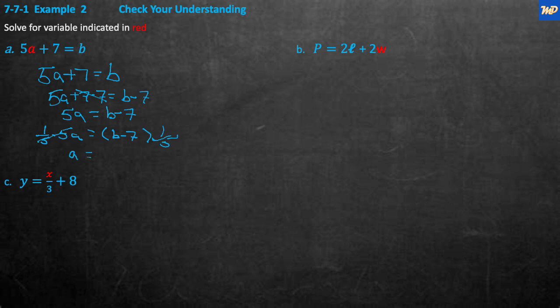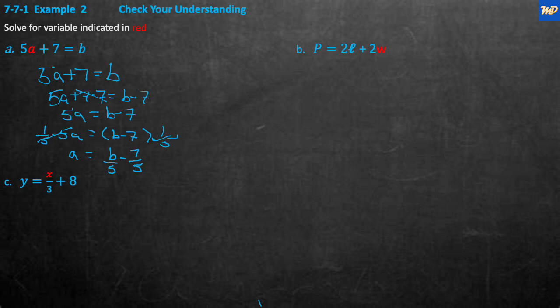times 1 over 5. And now the 5s are going to cancel. A is going to be equal to b, oops, I wrote a 5, sorry. I'm just going to erase that if you don't mind. Try it again, b over 5 minus 7 over 5. So that's the answer to that problem.